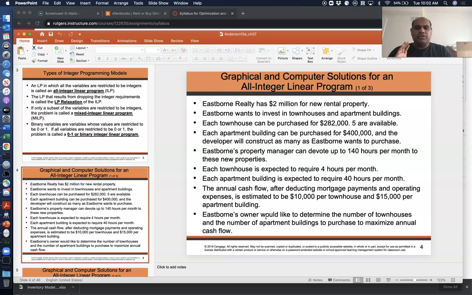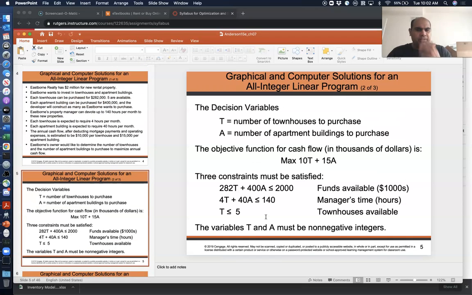The textbook does go over a graphical solution for these integer programming problems. I'm not going to go over the graphical solution. We'll just use Excel for solutions. So the two decision variables in this case are T, the number of townhouses to purchase, and A, the number of apartment buildings to purchase. The objective function, they have reduced to thousands of dollars. So we could say 10,000 times T plus 15,000 times A, or you can say 10T plus 15A. It really doesn't matter.